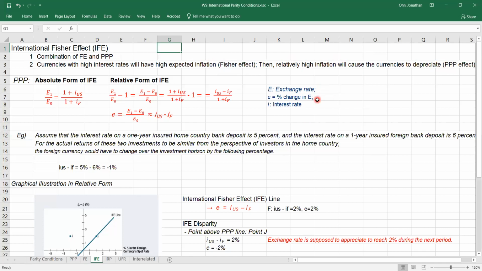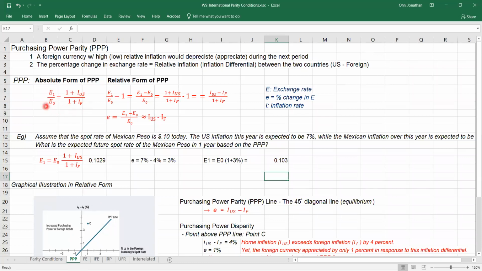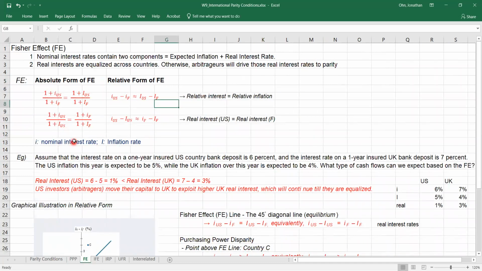We'll talk about that. Absolute form is now, if you combine Fisher effect and purchasing power parity, look at this one. Purchasing power parity matches this one with inflation, right? But the Fisher effect matches inflation and interest rate there.